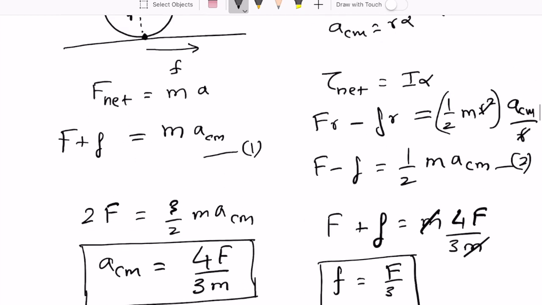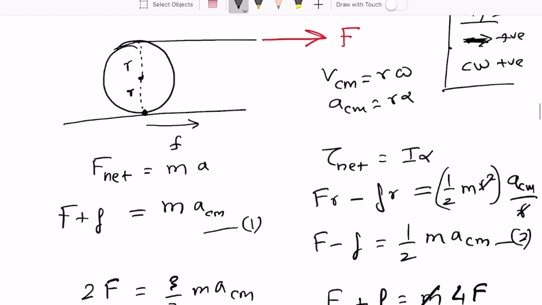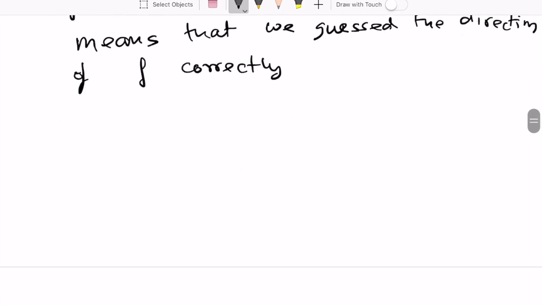Suppose I had set up all my equations with little f pointing to the left. You can try this yourself. Everything would work out very similar. You would get the same magnitudes for friction, but you would get a negative sign. The negative sign is just the math telling you that you have made the wrong choice for the direction of the friction. So all you have to do is go back to your original diagram and flip the direction of the friction. Okay.